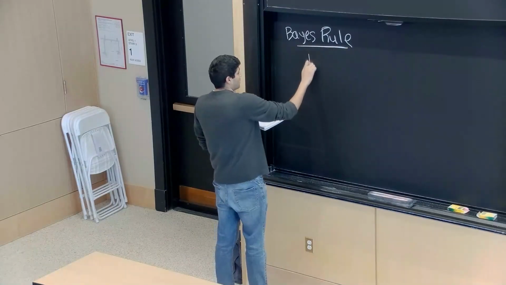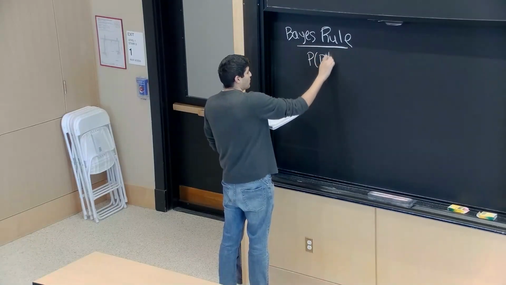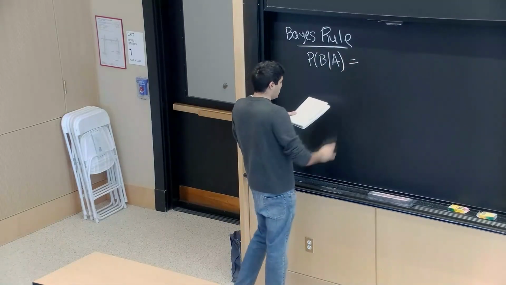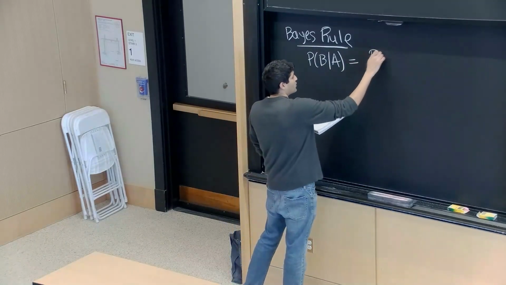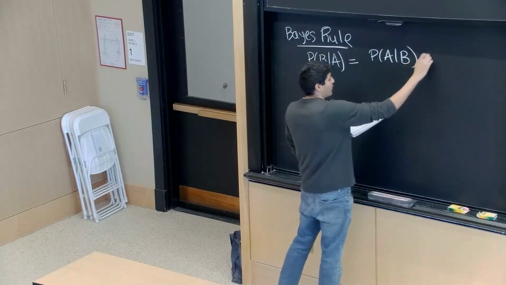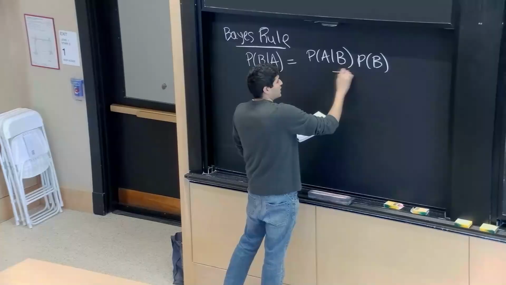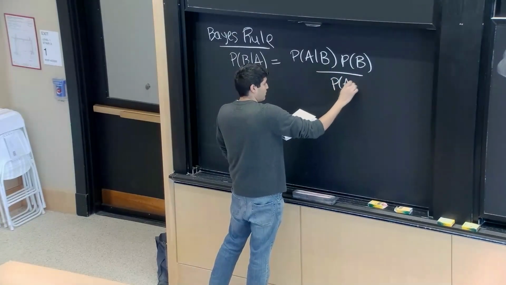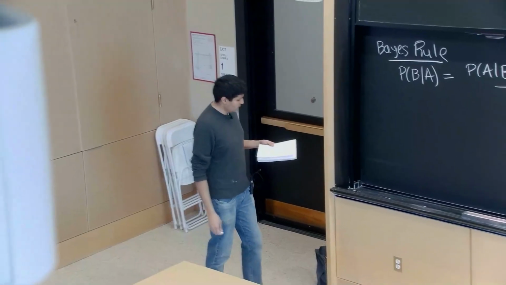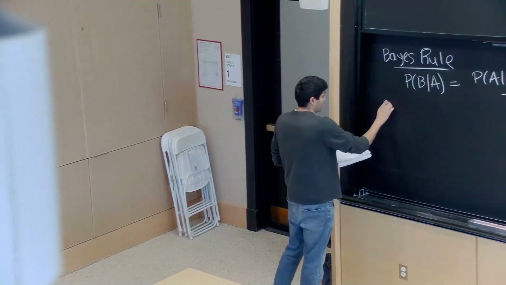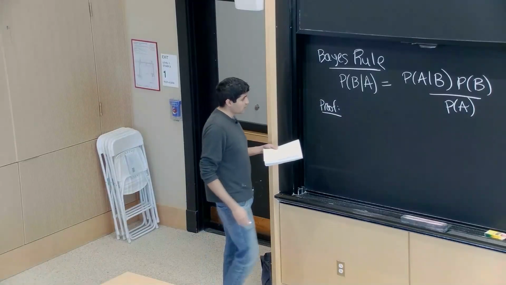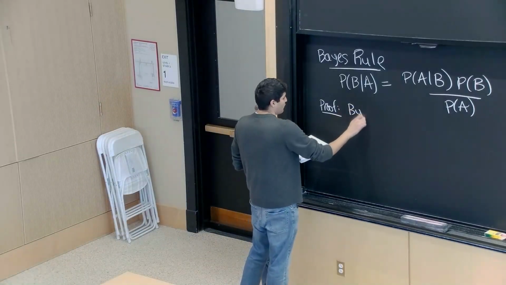So imagine that we compute something like the probability of B given A. It turns out there's a way to express this in terms of the conditional probability the other way around. You just have to correct by the right factors of P of B and P of A. So this is a very powerful rule. The proof is quite straightforward. It's just algebraic, right? Because all we have to do is just invoke the definitions.